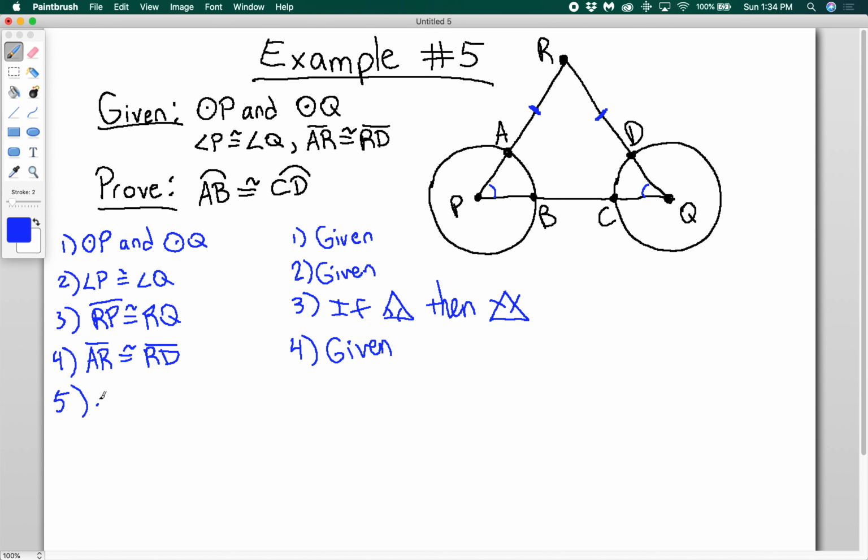So for 5, I'm going to say that line segment AP is congruent to line segment DQ. And that's because I can just subtract, right? Because what I'm saying is, well, if PR is congruent to QR and AR is congruent to RD, then if I subtract AR from PR, I get AP. And if I subtract DR from QR, I get QD. So then AP and DQ must be identical.